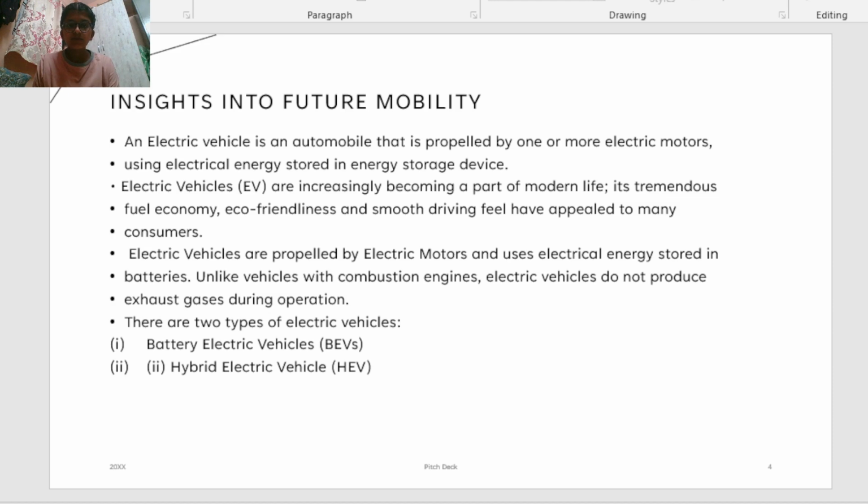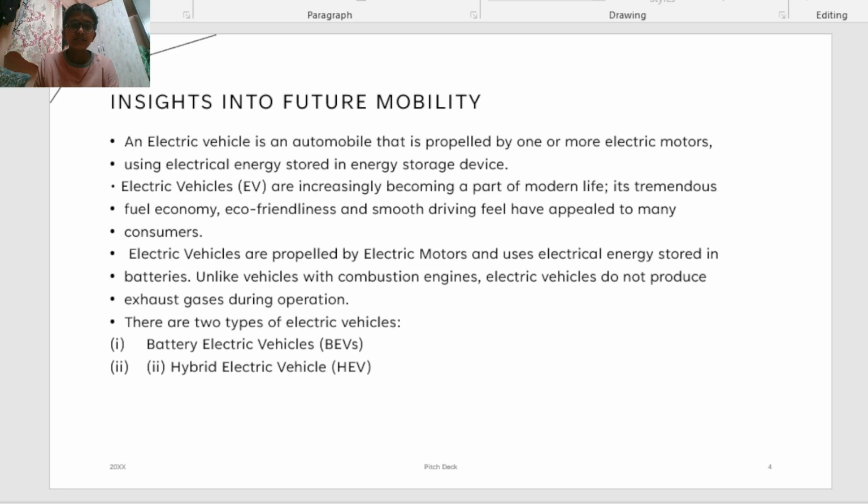An electric vehicle is an automobile that is propelled by one or more electric motors using electrical energy stored in an energy storage device. Electric vehicles are increasingly becoming a part of modern life. Their tremendous fuel economy, eco-friendliness and smooth driving feel have appealed to many consumers. Electric vehicles are propelled by electric motors and use electrical energy stored in batteries. Unlike vehicles with combustion engines, electric vehicles do not produce exhaust gases during operation.